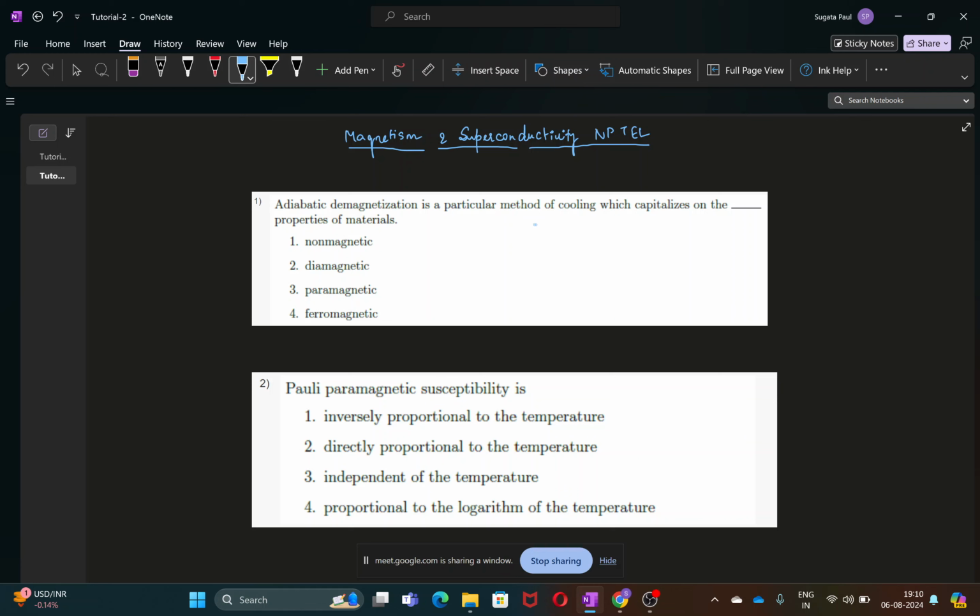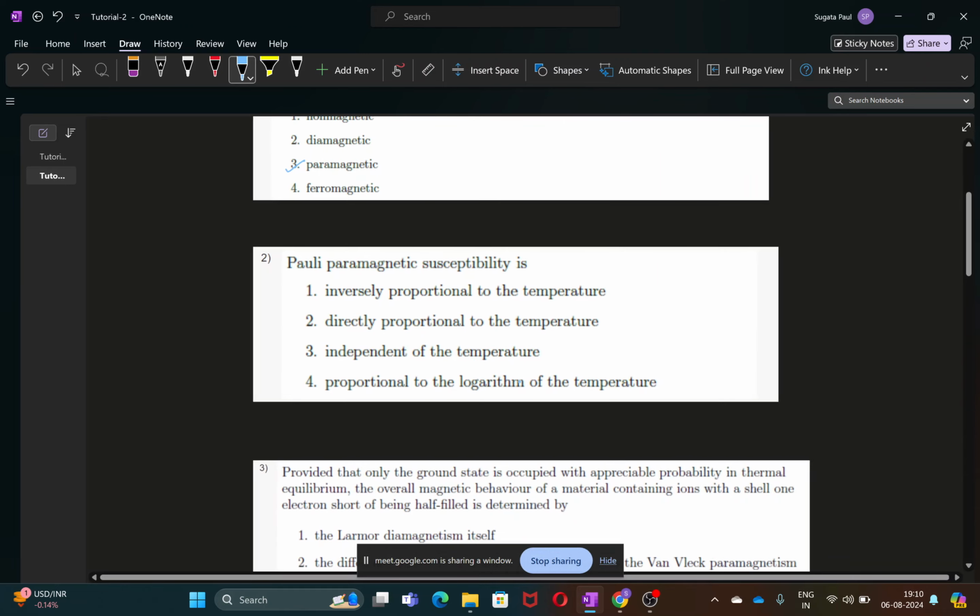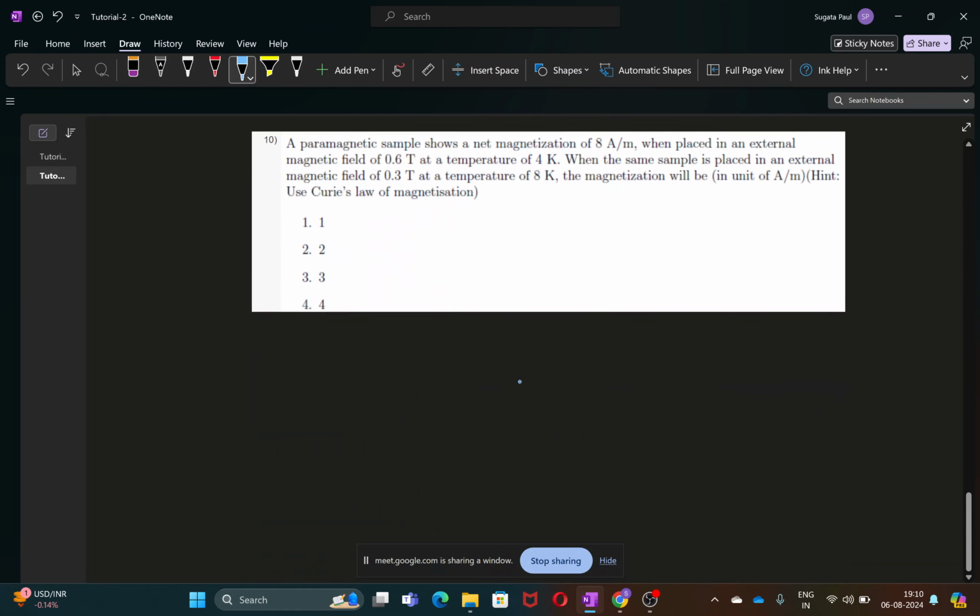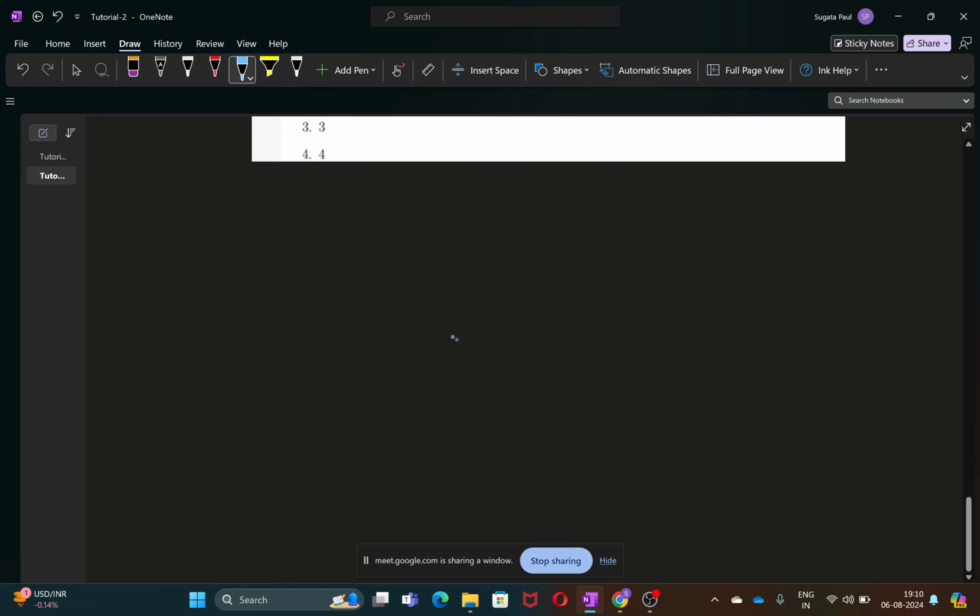Now this is a cooling method that we know, but what is asked in this question is on what property of materials the cooling process depends. I'll first tell you the answer. The answer is that it depends on the paramagnetic property of materials. Why is it dependent on the paramagnetic property of materials? I'd like to elaborate a bit, so let us go to a blank page and explain the process first.